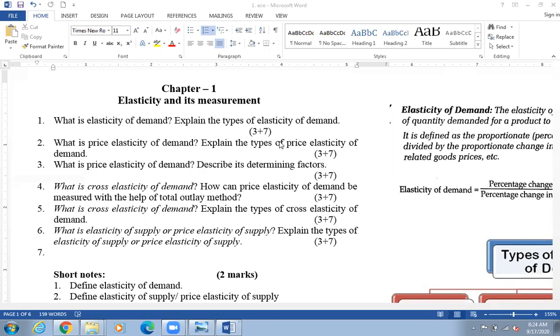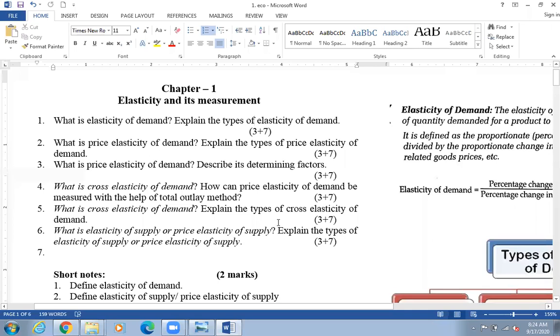Cross elasticity means a comparison of two goods: whichever becomes cheaper or better in quality, its demand increases, and that is called the cross elasticity of demand. Cross means comparing between two items. Okay, so let us learn about the types of cross elasticity of demand.